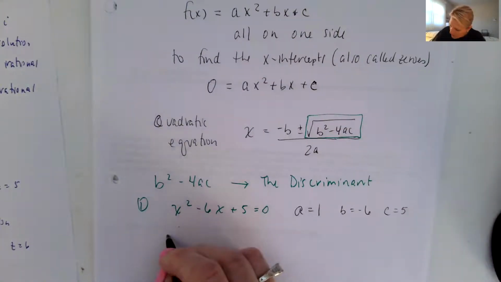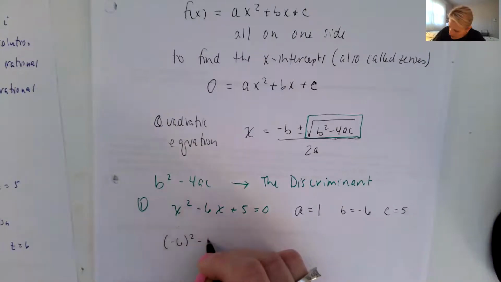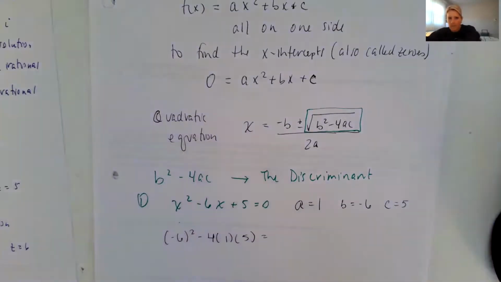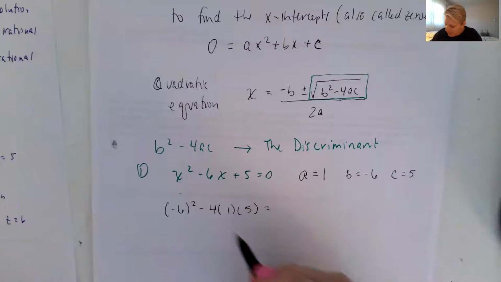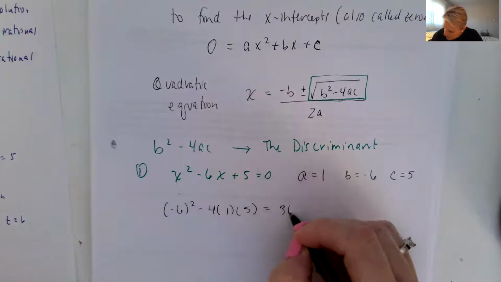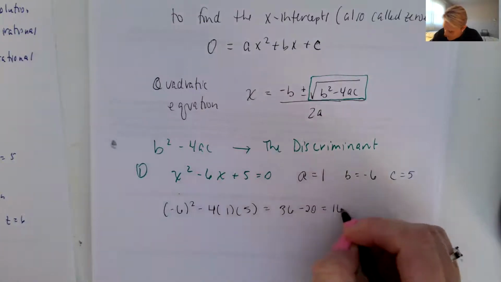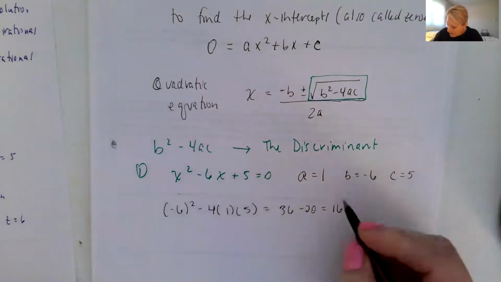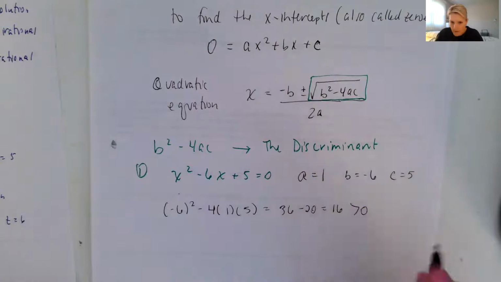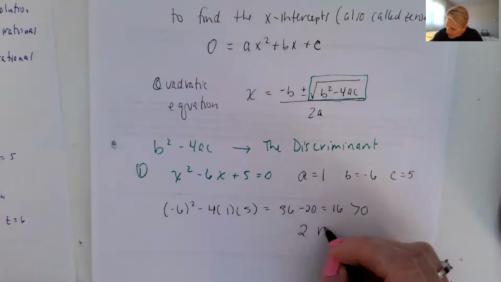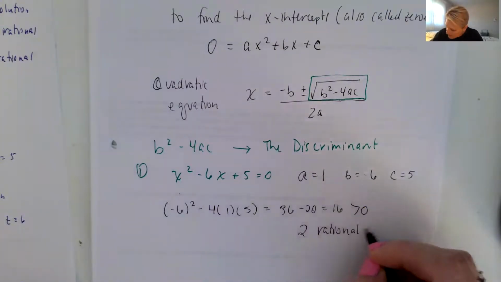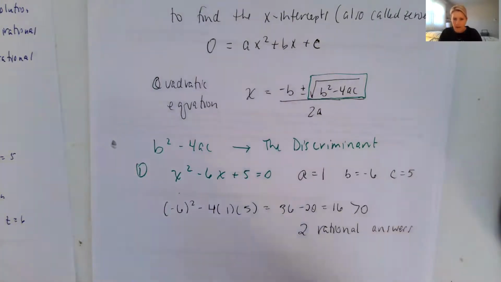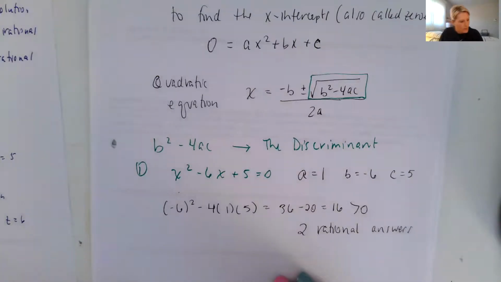So b squared would be -6 squared minus 4 times a times c. And this comes out to be 36 minus 20, which is 16. So because this is positive, we're going to have two rational answers. So that's all we're looking for.